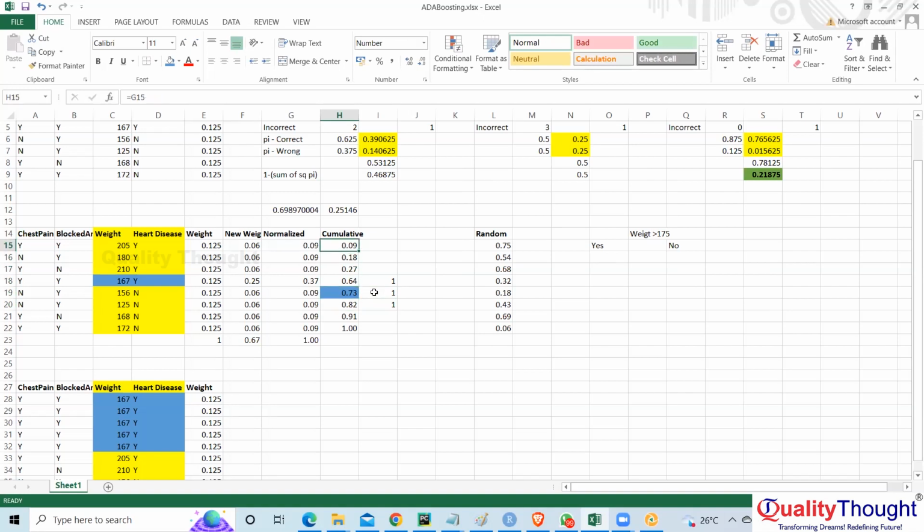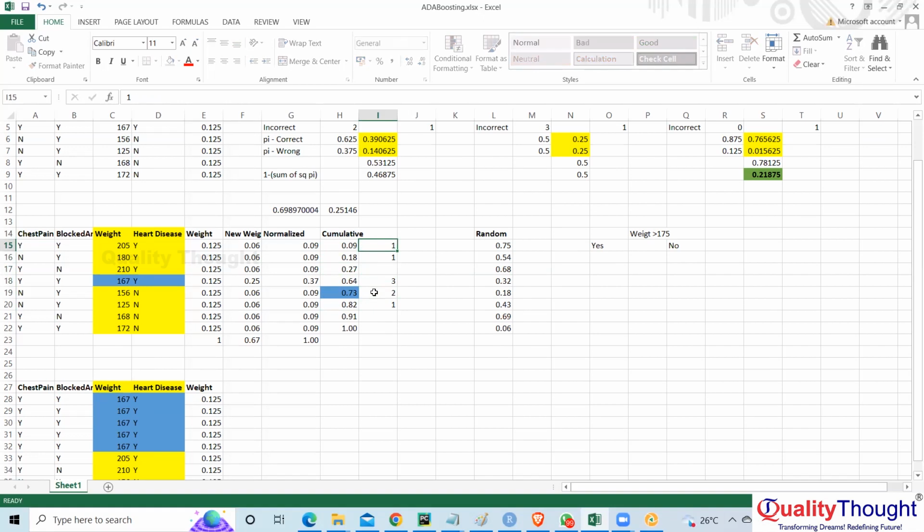So this is the 0 to 0.09 bucket. This is 0.09 to 0.18 bucket, 0.18 to 0.27 bucket, right? Now 3, 2 will go here. 18. 4, 3 will come here, 64. 69 will come here, 73.